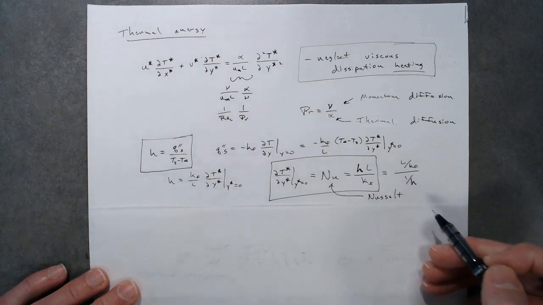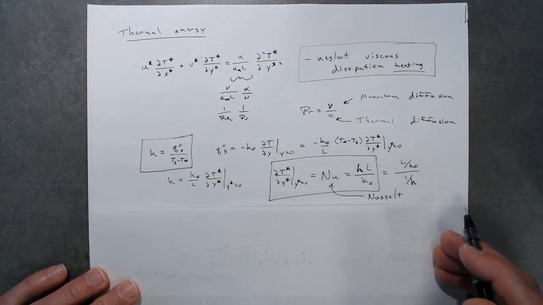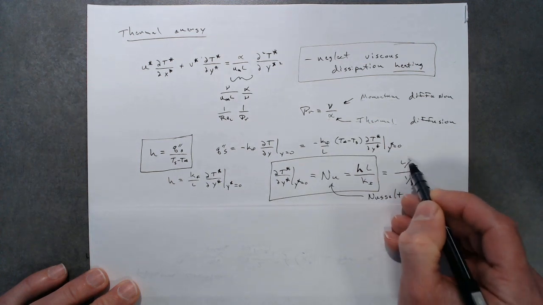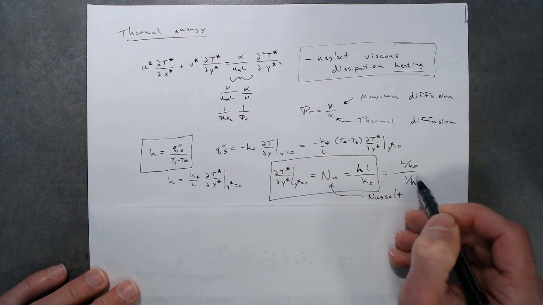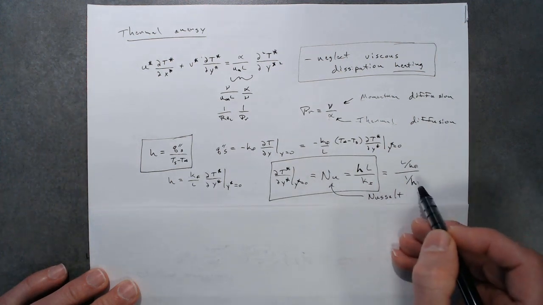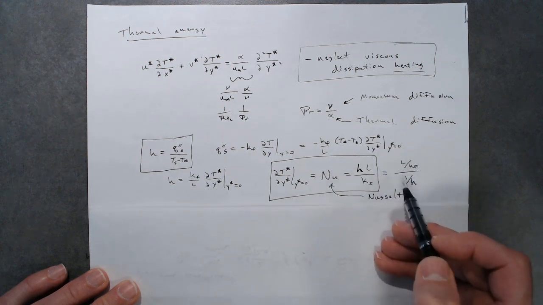This L, I would have to come up with exactly what L meant. But I see that this is a thermal resistance of conduction through the fluid, and this is a thermal resistance of the actual convection. So what this is really telling me is how much better am I doing by stirring the fluid than just by conducting.